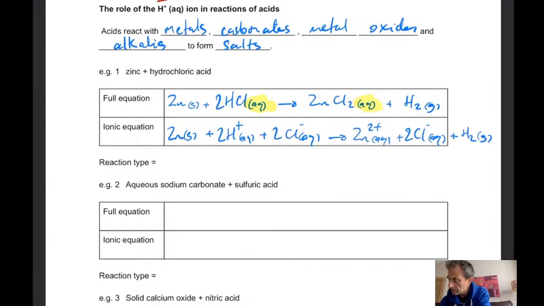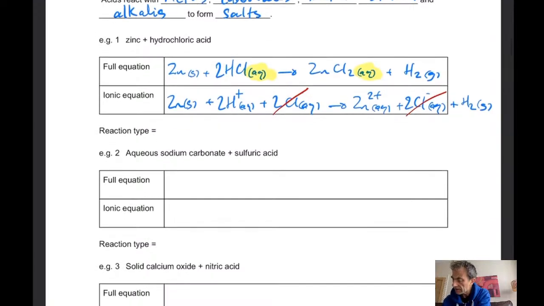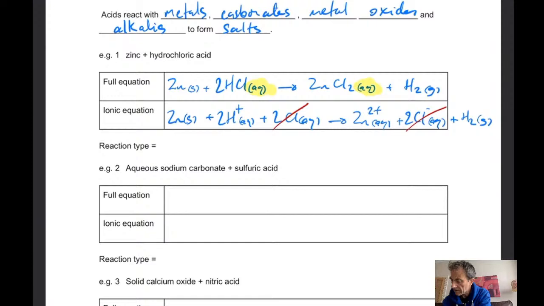Okay, so when we get to that part, we need to look for spectator ions. They are ions that are present on both sides of the arrow, and you can see the chloride ions cancel out, and what you're left with is the ionic equation. So you would write Zn solid plus 2H plus aqueous goes to Zn2 plus aqueous and H2 gas. So the reaction type, that's not a neutralization reaction, that's a redox reaction.